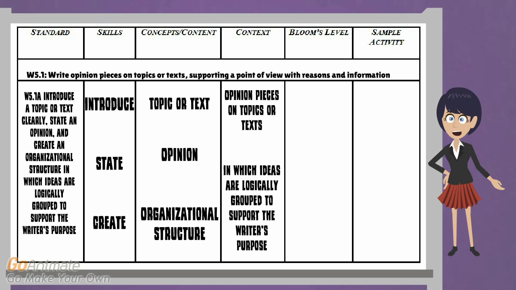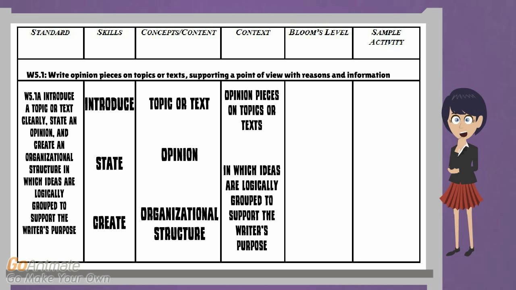Now, I am ready to decide what cognitive level the students will be working on. I am looking at the verbs I have chosen for the skills column, and considering the cognitive levels of each. I think introduce and state are lower order thinking objectives, but I think create would indicate a higher order process than introducing or stating something. Students are asked to create an organizational structure, in which ideas are grouped to support the purpose.